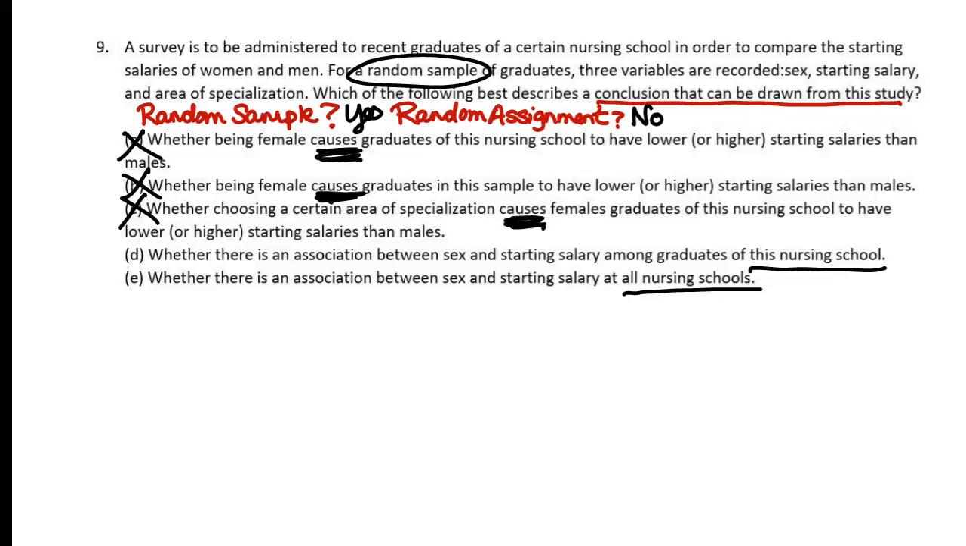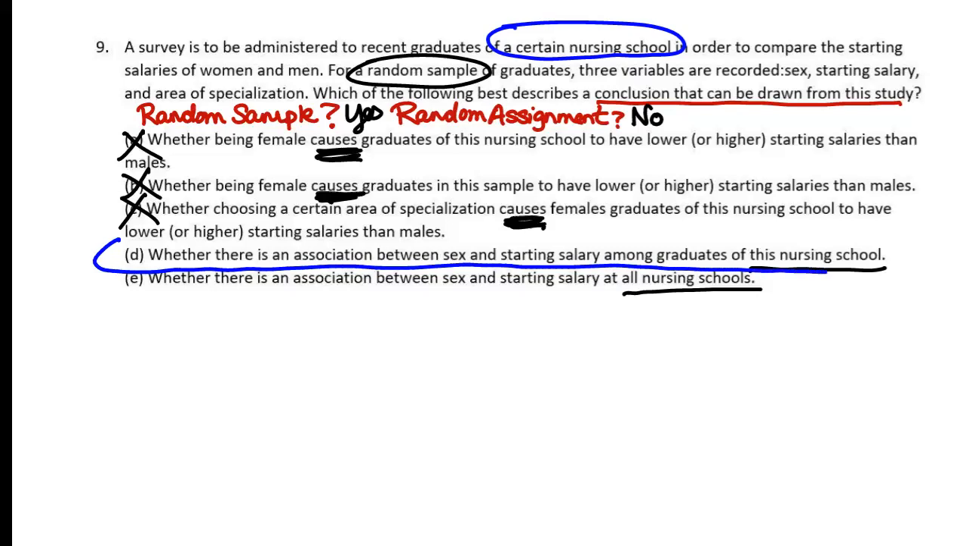Now they're getting at what the population was. It says we can generalize to the population, but what was our population? Where did our sample come from? Yeah, a certain nursing school. It was not drawn from a random sample of all nursing schools. They're only picking from one nursing school, so we're only going to be able to generalize to graduates at that nursing school. If you do not have random assignment and you see the word causes anywhere, throw it out. You're done. You don't even need to read the rest of it.